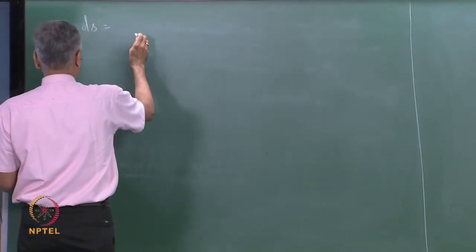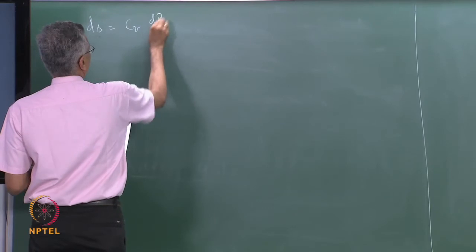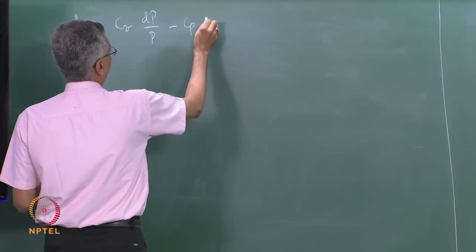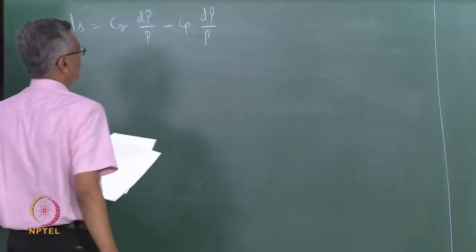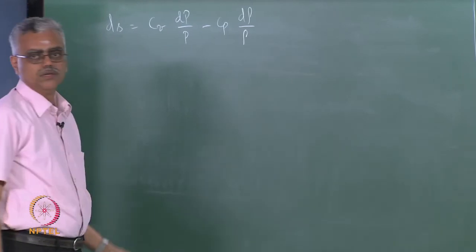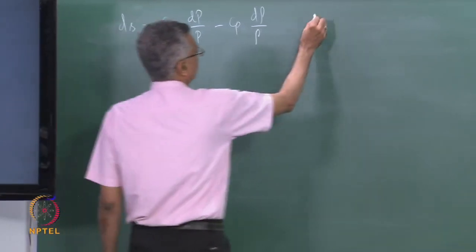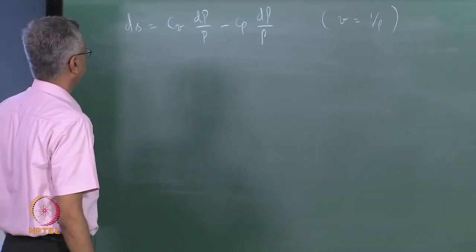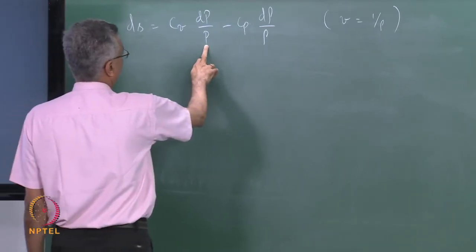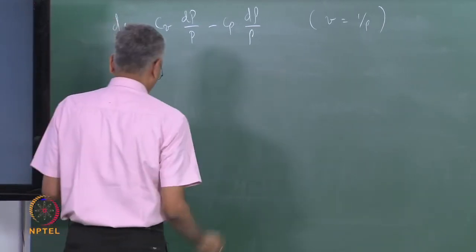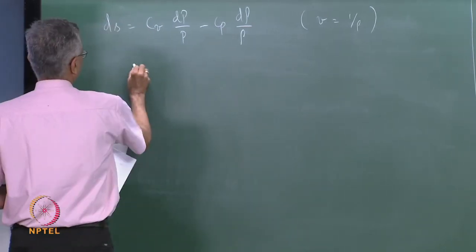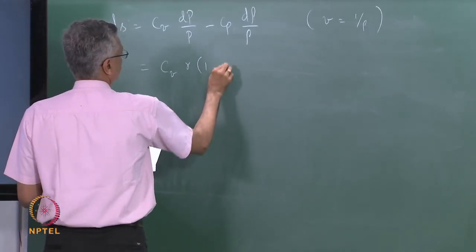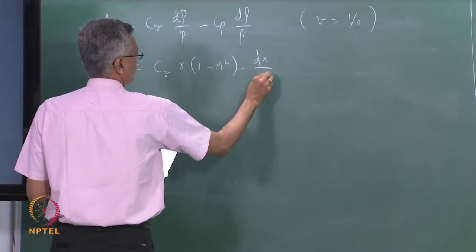So we had ds equal to Cv times dP over P, and if I rewrite the dv over v in terms of d rho over rho, I can easily write it like this. It is not difficult to do this, right? We use the fact that v is equal to 1 over the density, and if I substitute for dP over P and d rho over rho from the previous equations, I can easily show this to be ds equal to Cv times gamma times 1 minus M square times du over u.